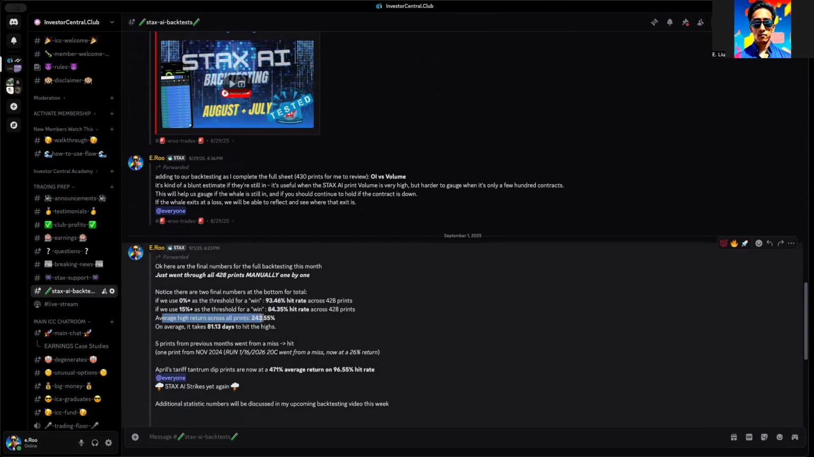On average, across all prints, we have a 243% average for 400-plus prints. With options contracts, you're not looking for small returns. You're looking for not necessarily a home run, but at least a double or so. So we're aiming for 15% or higher as the threshold. We actually have an 84% hit rate across those.